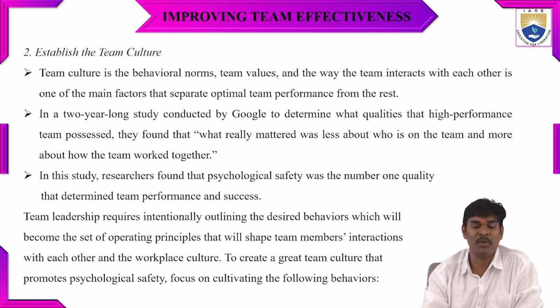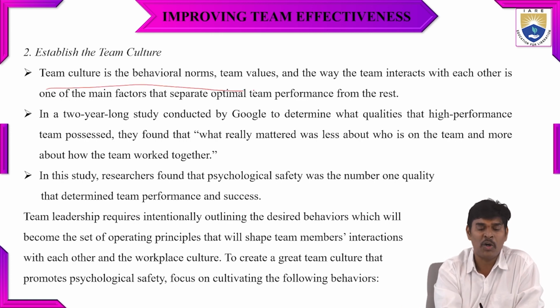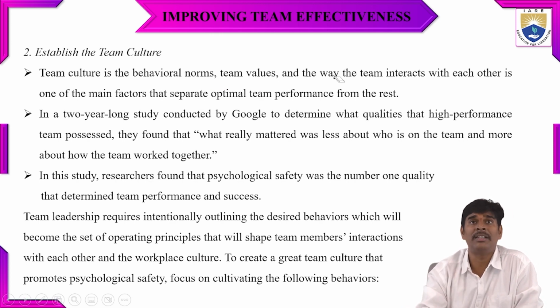Okay. So next one is establish the team culture. This is a very important criterion for the organization. Team culture is the behavioral norms and team values. It means we need to check what the behavioral norms and team values are, and how they are going to interact with each other, so as to gain optimal team performance, which is most important for the organization.